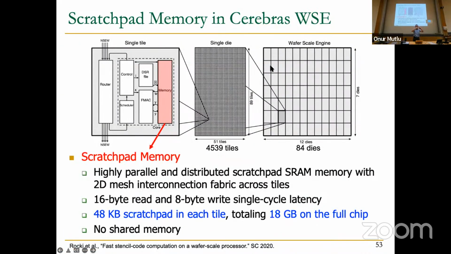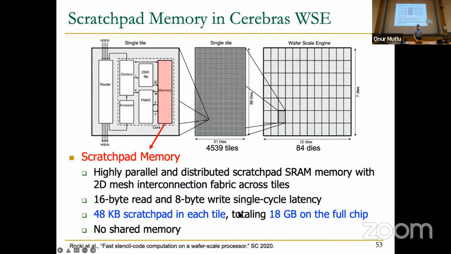Basically, this huge wafer is divided into 84 dies. Each die has 4,500 tiles or so. Each tile looks like this. It's very regular, basically. Each tile has some machine learning accelerator, some interconnection, and there's some SRAM memory. And this SRAM memory is scratchpad, basically. The programmer or the compiler figures out what to put over here based on the computation that's happening over here, right? And you can see the properties over here. It's only 48 kilobytes in each tile, but if you multiply it by the number of tiles and the number of dies, you get to 18 gigabytes in the entire chip. So it's very distributed and parallelized, as you can see.